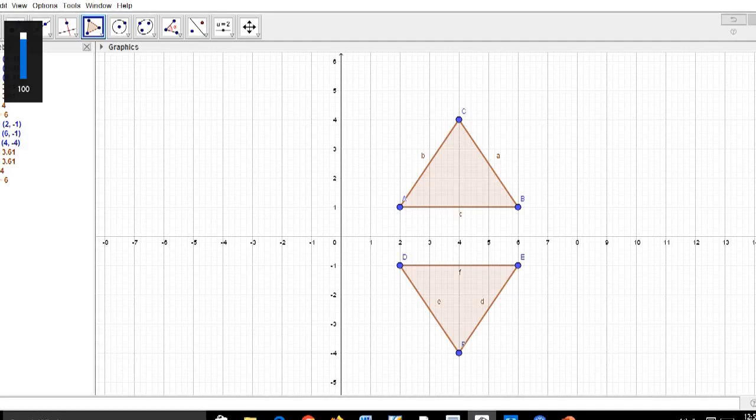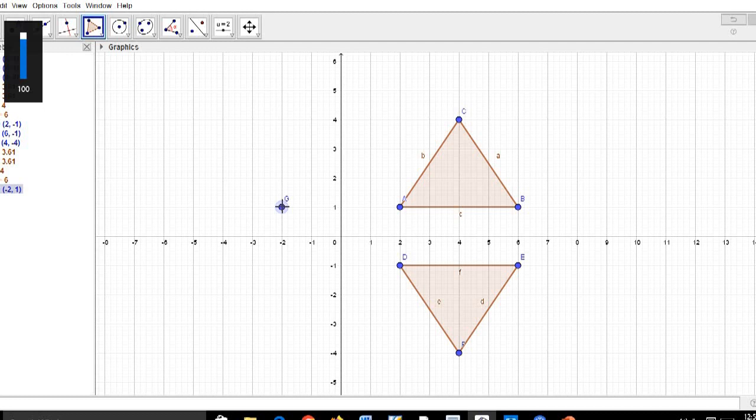We are reflecting about the y-axis. The y-axis is the line; you can also say the line x is equal to 0. So we see that the point is changing from (2, 1) to (-2, 1). The x coordinate is what is changing on the y-axis here. So we have (-2, 1).